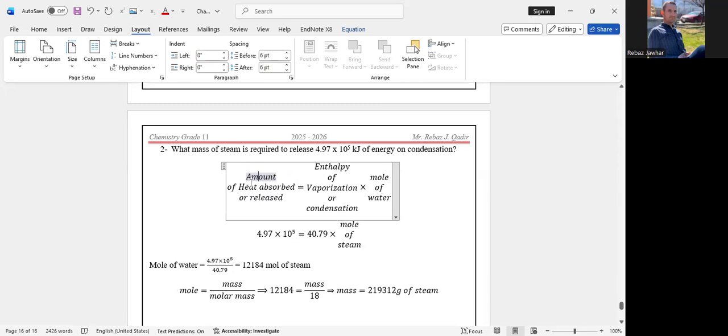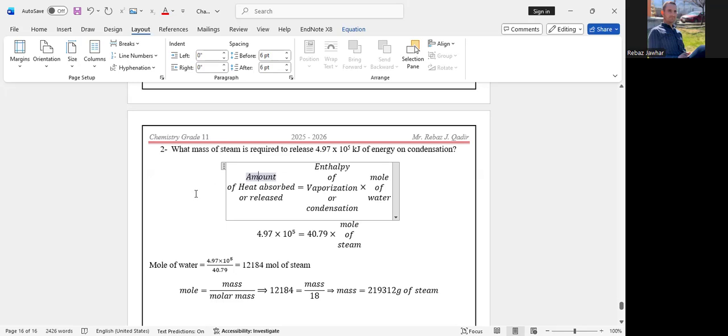Amount of heat, this is the solution. First step, you have to write down the rule. The amount of heat absorbed or released equals the enthalpy of vaporization or condensation. Why? Because the question says condensation. The question indicates the process, times the mole of water. Students, here the mass is unknown in the question, so the first step is to find the mole. Then, by the rule of mole, we can find the mass, because mole equals mass over molar mass. The molar mass of water is 18, and then we can find the mass.